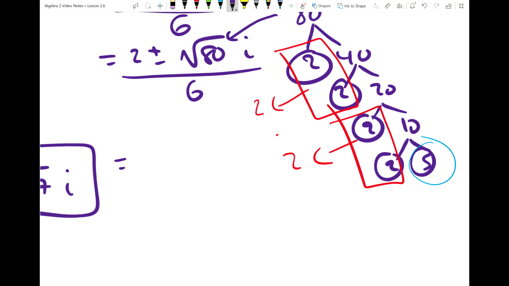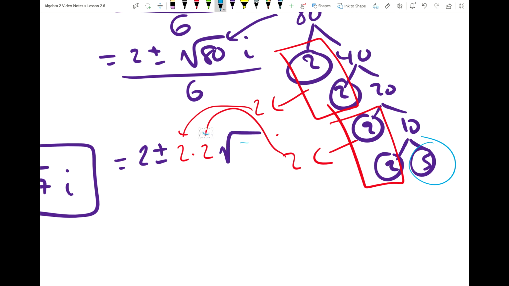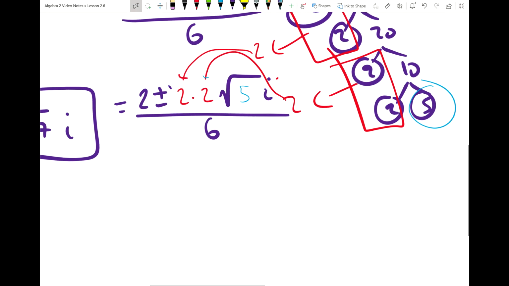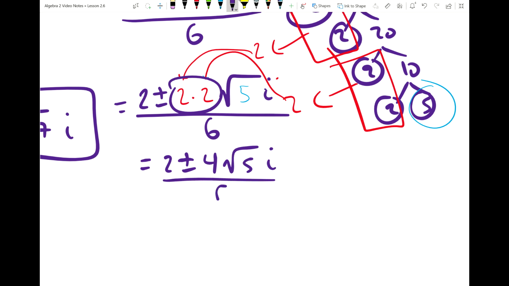So we got a 2 plus or minus. Now we got 2 2s that we pulled out. This 2 times this 2. And then we got a square root, and then whatever's left over on the inside, which is the 5. And then, of course, we got the i on the outside over 6. So then we got 2 times 2 is 4. So we got 2 plus or minus 4 square root of 5i over 6.